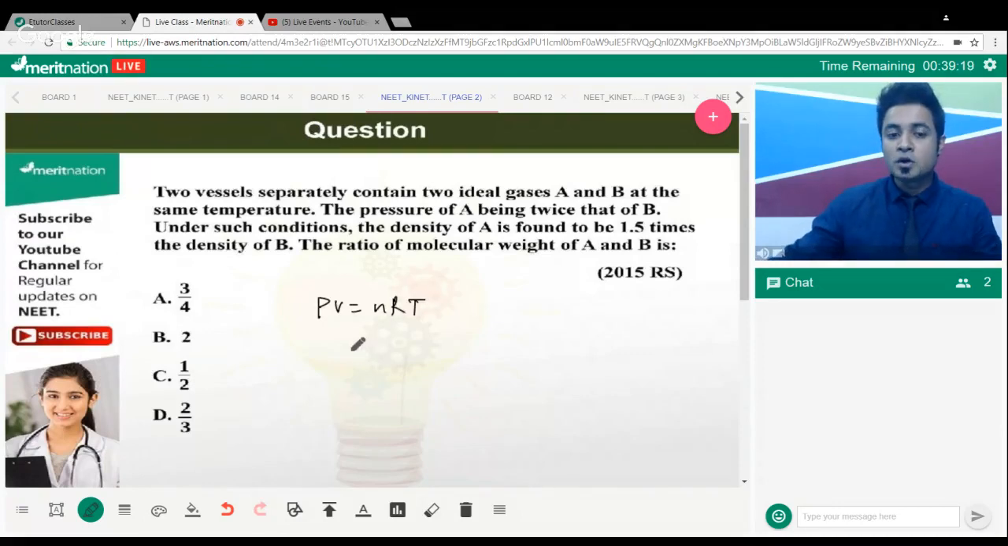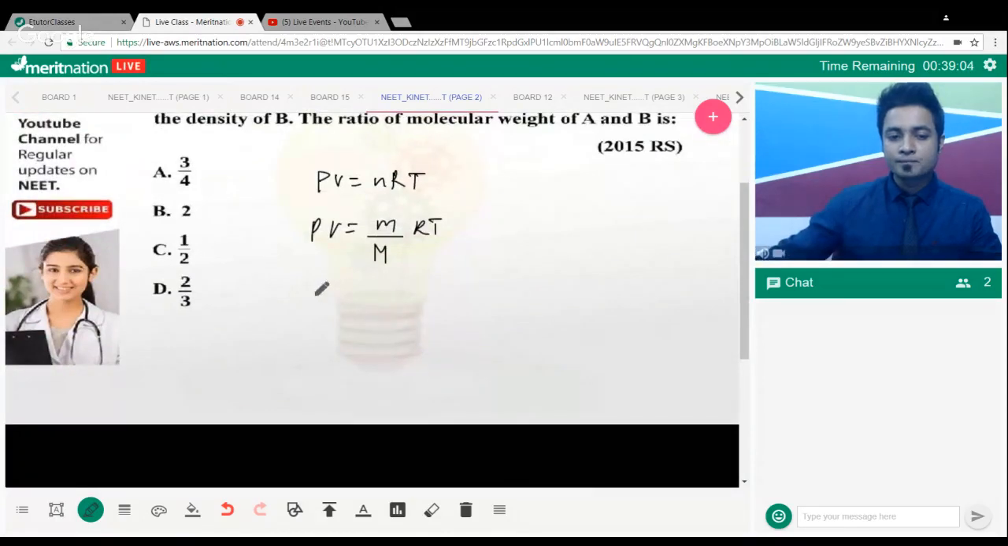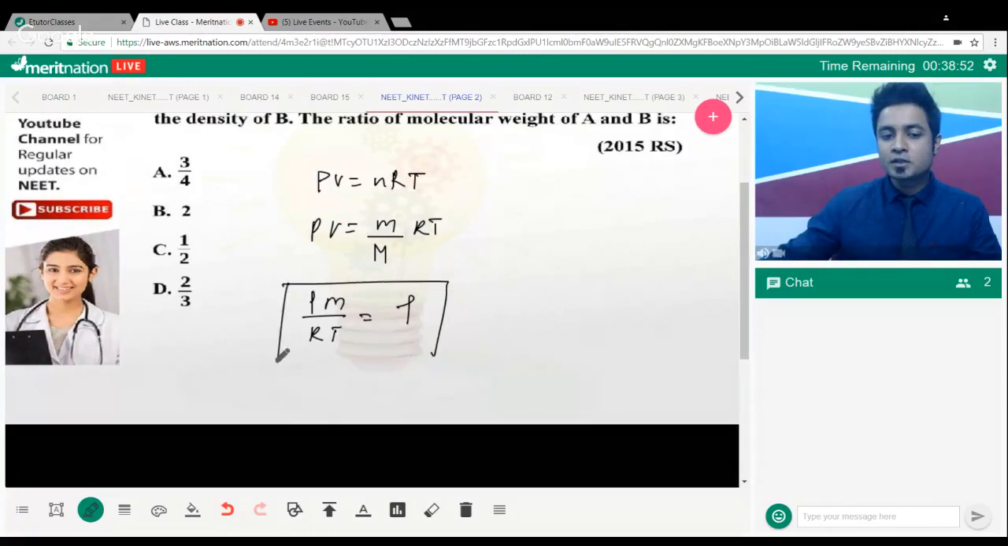Fine. So what you can do is, if you want to calculate the density, how can you write this number of moles? This is the total mass of the gas divided by the molecular mass, right? If you bring this V to the bottom, this will become the density. So it will be in this way. Am I right?